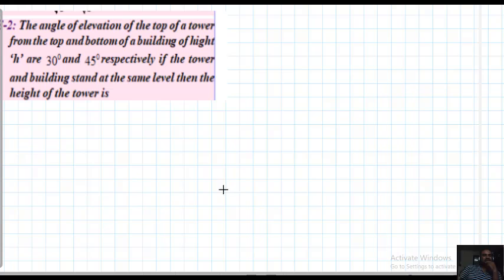Next question, second question. The angle of elevation of the top of a tower from the top and bottom of a building of height h are 30 degree and 45 degree respectively. The tower and building stand at the same level, then find the height of the tower. Easy problem. This is the ground, this is the tower, and this is the building. Okay students, so AB is the building, CD is the tower.